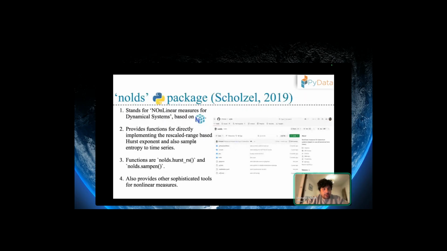Now, there's a package that this gentleman wrote in 2019, called Nolds, and you have to download this package to run the simulations. It stands for nonlinear measures for dynamical systems, which is heavily based on NumPy, and it provides different functions for directly implementing the Hurst exponent and also the sample entropy. And there are other functions that, if you're interested, you can look into. These one-liners are called hurst_rs and sampen from Nolds. There are other sophisticated tools as well. If you're interested in it, have a look.